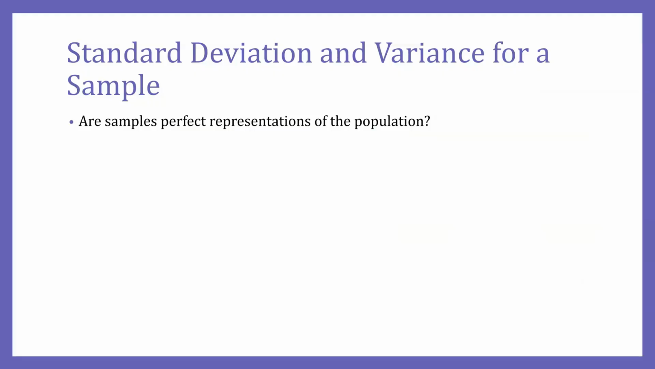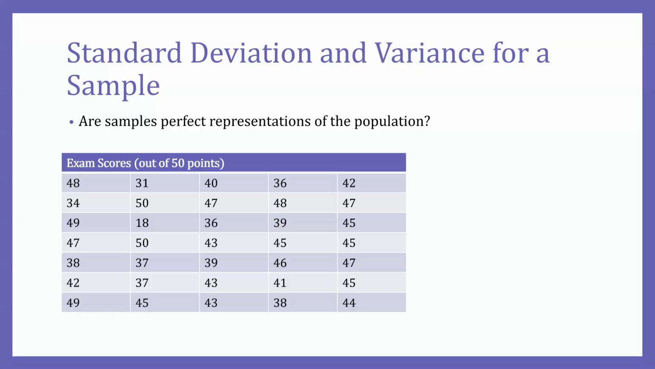But one issue that we run into, especially when we're thinking about variability, is: are our samples perfect representations of the population? We kind of hope so, we kind of assume so, but when we actually look at it, we see that honestly, not really, especially if we're trying to perfectly represent the amount of variability that's actually present in the population.